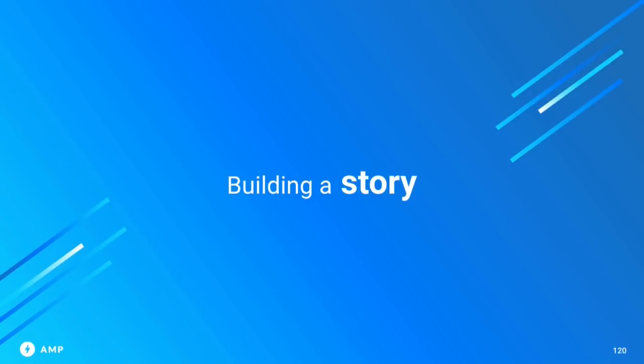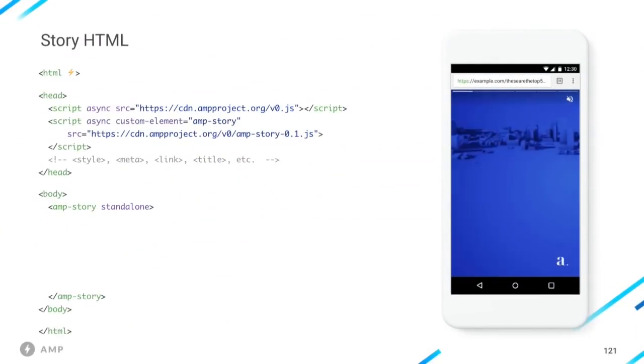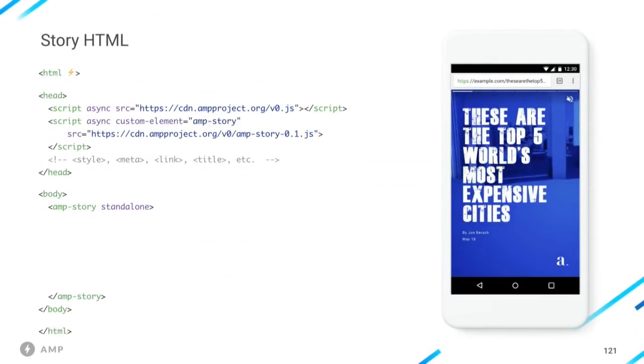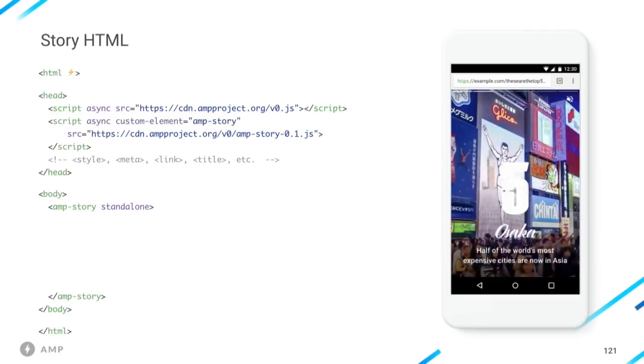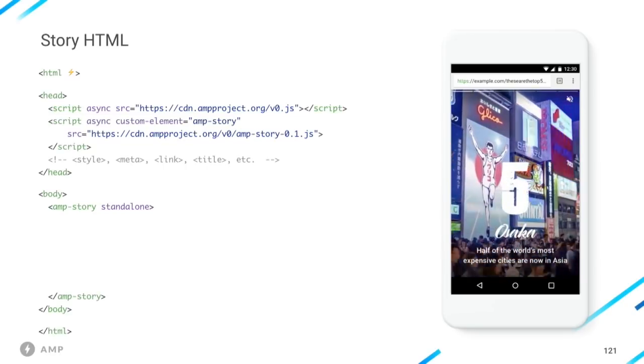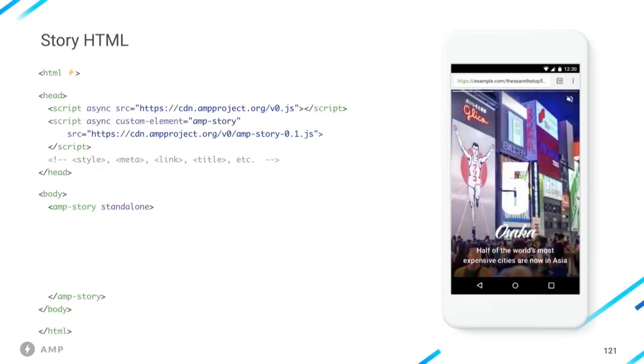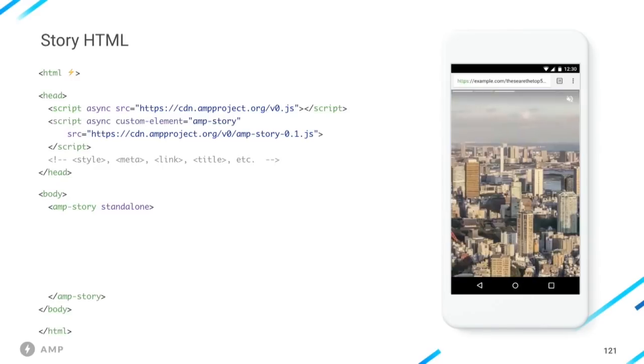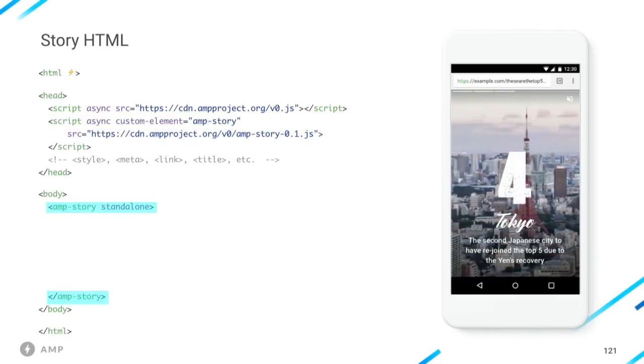So let's take a look at the HTML markup that makes this happen. So AMP Story is simply an extension to AMP. And so you would start the way that you start with any other AMP extension. First, import the AMP Story JavaScript. Then you add the AMP Story tag to your document, thereby making it a story.